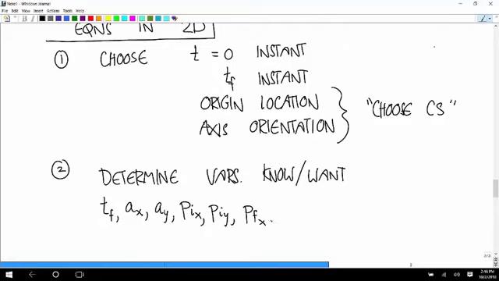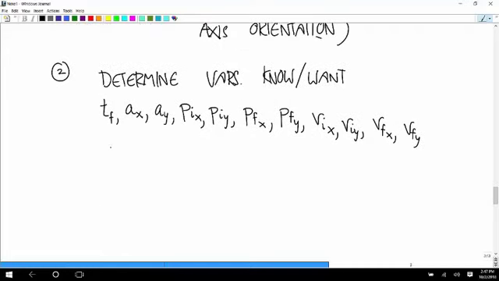PF, X and Y. VI, X and Y. And VF, X and Y. 1, 2, 3, 4, 5, 6, 7, 8, 9, 10, 11. So it's a little more of a bookkeeping issue, but it's the same idea. We're just going to go through those one by one and figure out what we're trying to find and which ones we know.